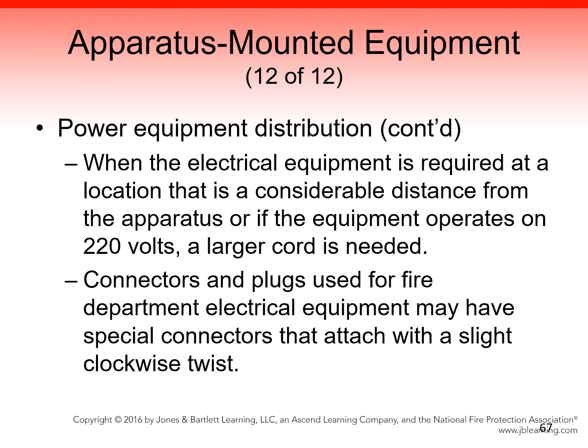When electrical equipment is required at a considerable distance from the apparatus, or if the equipment operates on 220 volts, a larger cord is needed. For these situations, most departments equip their apparatus with an electrical cord reel. Electrical reels are usually powered by a 12-volt DC rewind motor. The reel holds up to 100 to 200 feet of electrical cord and is sized to the load and circuit breaker rating. Using too small a cord for a high electrical flow may overload the cord and cause it to overheat.